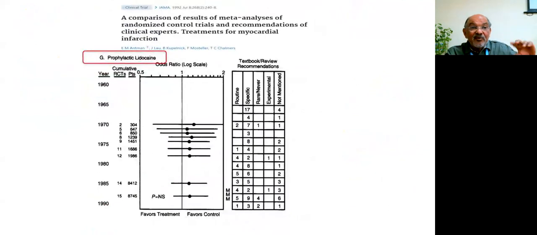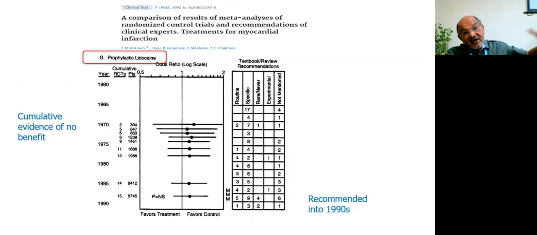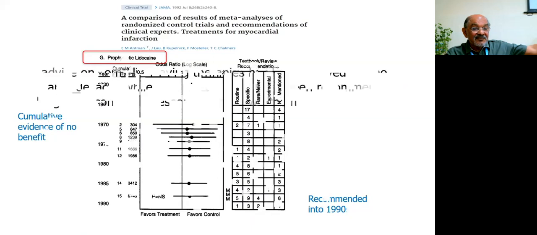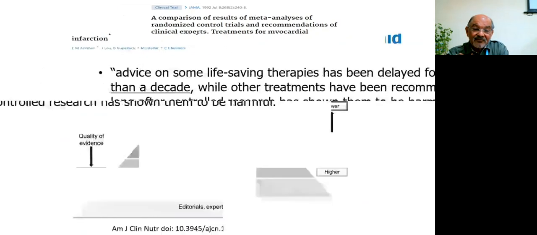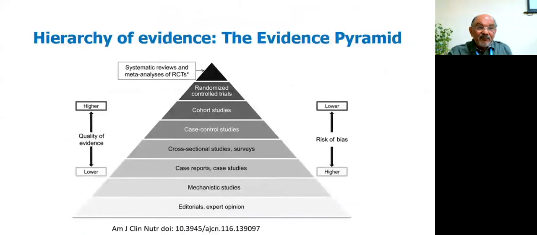Instead, what were people recommending? Prophylactic lidocaine, continuing to show no evidence of benefit cumulatively, recommended well into the 1990s. Right? So the editorial said advice on life-saving therapies was delayed for more than a decade, while treatments were recommended long after controlled research showed them to be harmful. So that's why we have this pyramid where we consider systematic reviews and meta-analyses to provide cumulative evidence, and if done well, they can change lives.